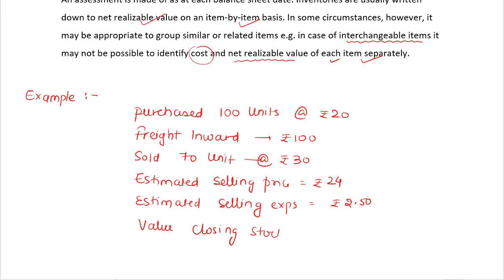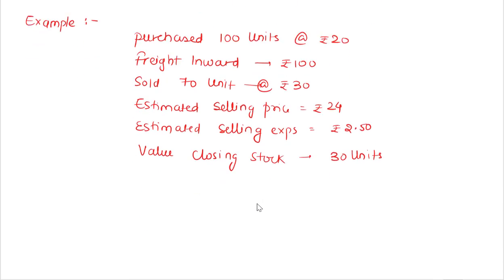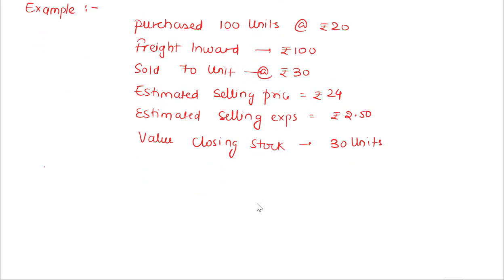Value the closing stock. So what is closing stock? 30 units. We need to calculate the value of closing stock. I believe we understood the question well. Let us try to solve it. First, we need to calculate cost. 30 units are there in the closing stock.